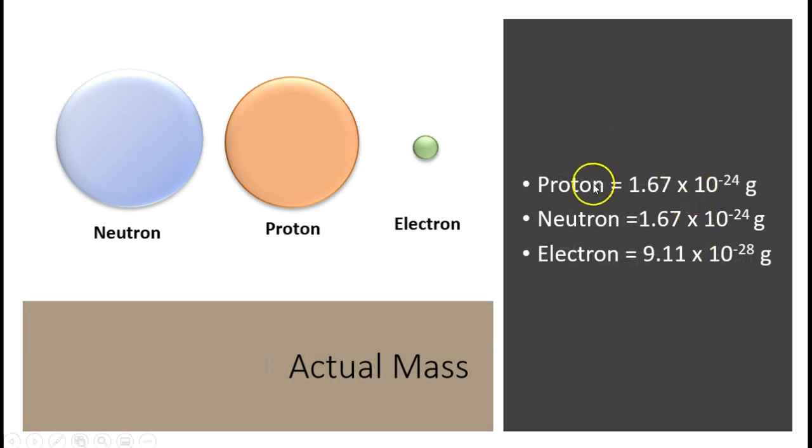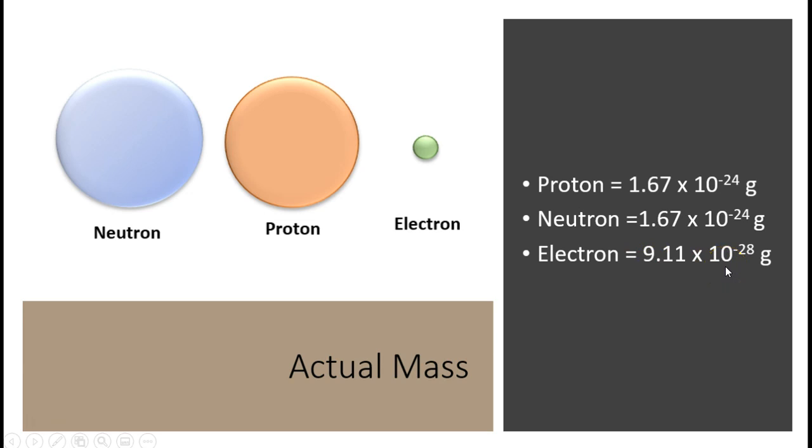The proton, neutron, and electron also have an actual mass. The proton and neutron, although they're slightly different in regards to the mass, we say that they have the same mass of 1.67 times 10 to the negative 24 grams. But what we see here is the electron has a mass of 9.11 times 10 to the negative 28. That means this decimal gets moved over an additional 4 times to the left, which makes it much smaller.